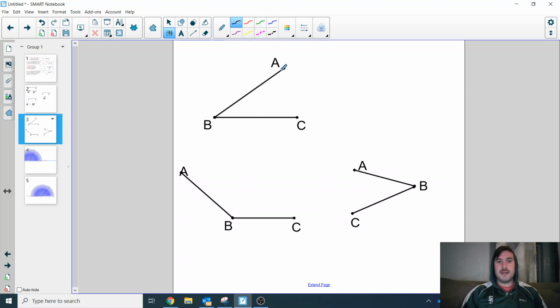For angles, you need 3. So one is our A or C. These are our start points. B is our vertex, where our 2 line segments meet. So this is where we see the angle.